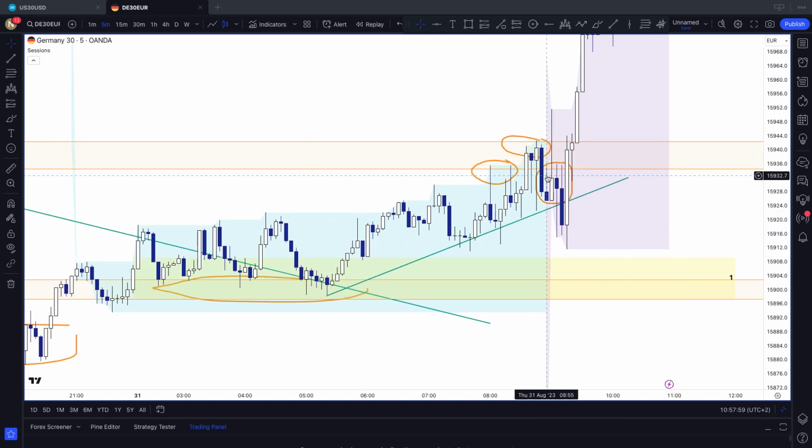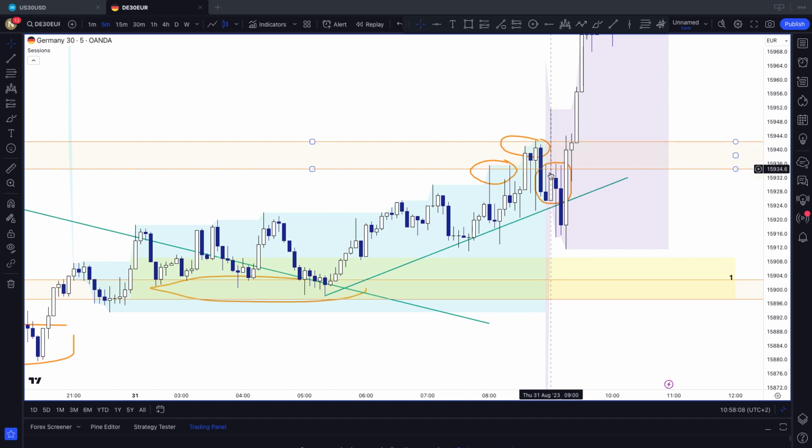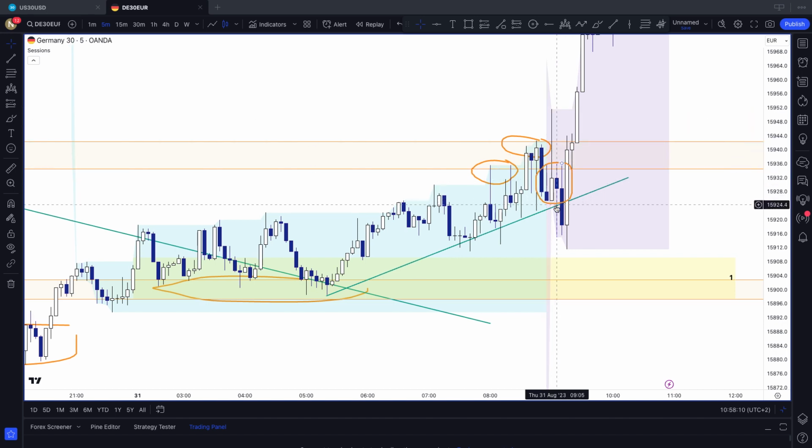Now you can see here on the timestamp below, 8:55, 9 o'clock, that's when the UK market opens. So we had this huge push to the upside which failed. Then we had this short to the downside over here which came back up. Price tried again to go long, couldn't, and came to the downside.